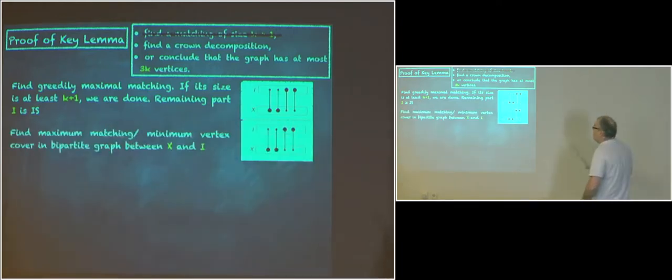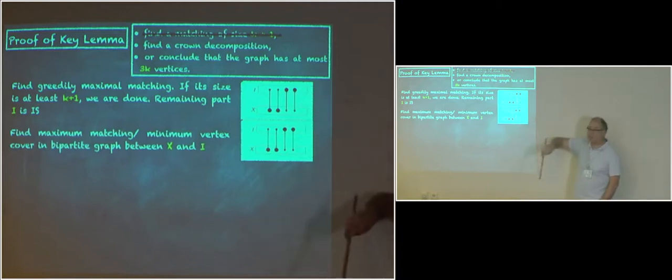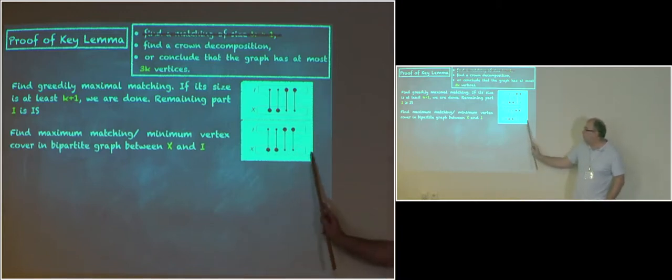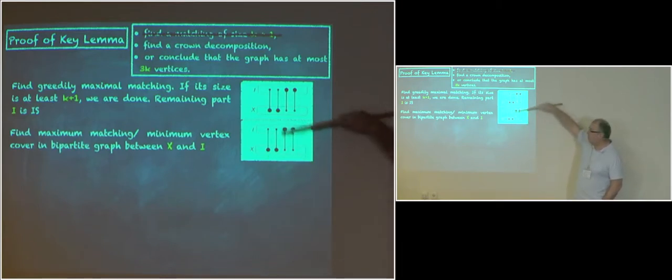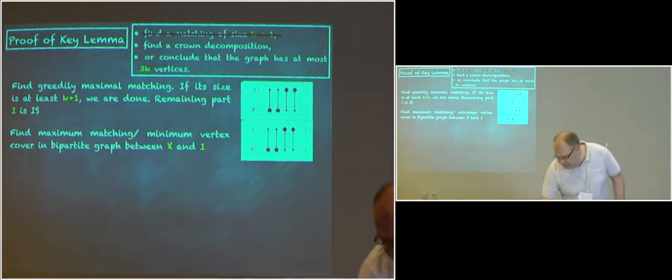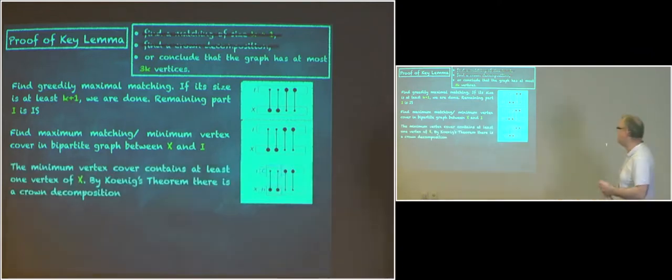So what I'm doing? I construct a bipartite graph. So I take on one side all endpoints of my matching, and on the other side the independent set, and then all edges of the graph which exist between them in the graph. So this is a bipartite graph. And now I have to consider cases.